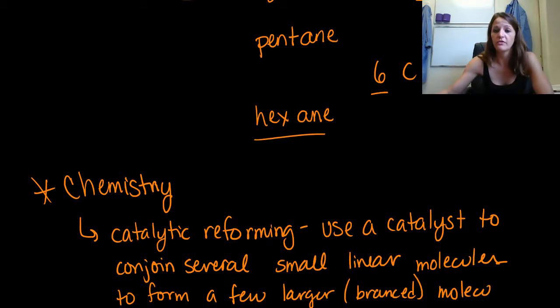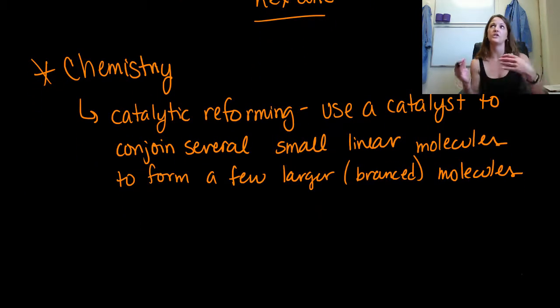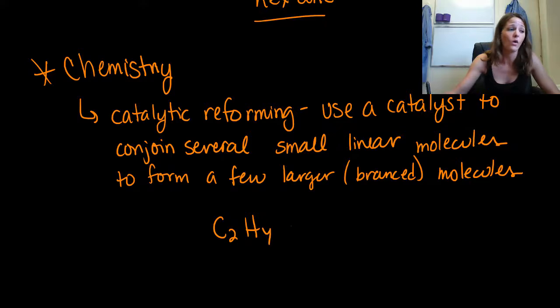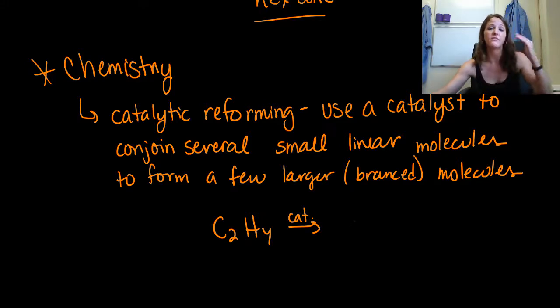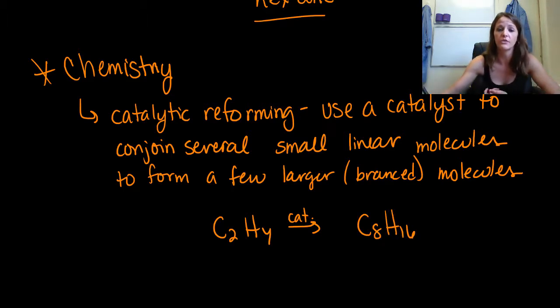Okay? So you're going from small to big. Anytime you hear the word reforming, especially in the context of gasoline, you know that you're going from small to big. So one of our best examples of that is if we looked at ethane, C2H4, and then we used a catalyst, right? So I'm going to put that catalyst there, and you take it from ethane to octane, so C8H16. Of course, you have to balance this.